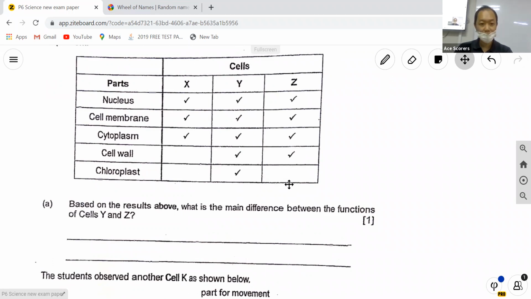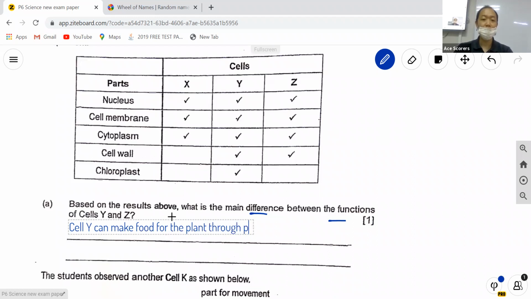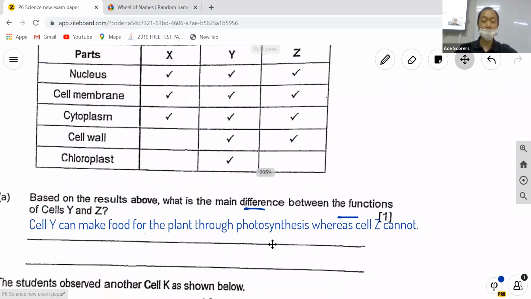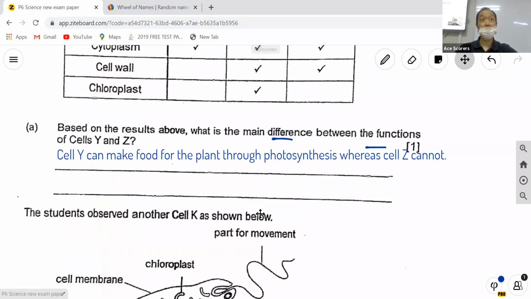Basically, they're asking about the difference between the functions. So you can just say that cell Y can make food for the plant through photosynthesis, whereas cell Z cannot. Okay, simple as that. Because that's not about the function. It's not about the function, okay?